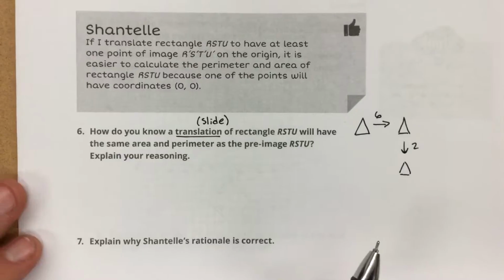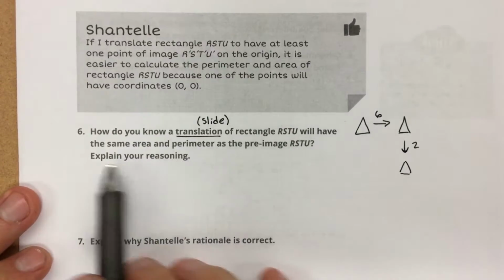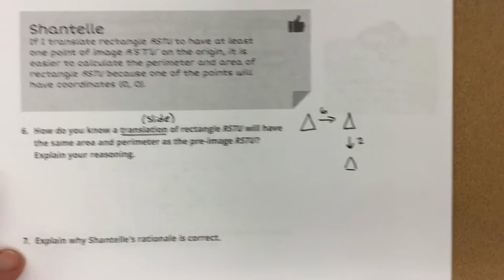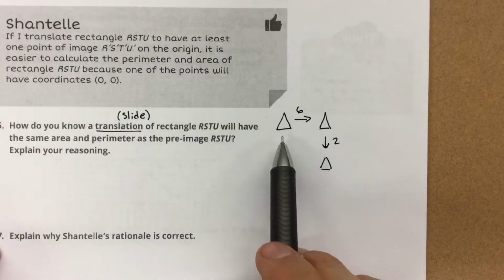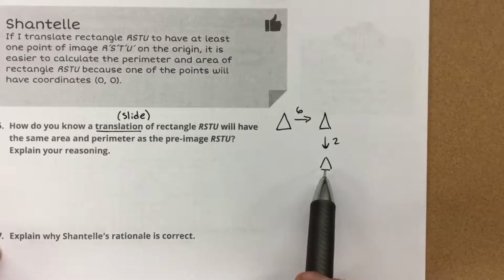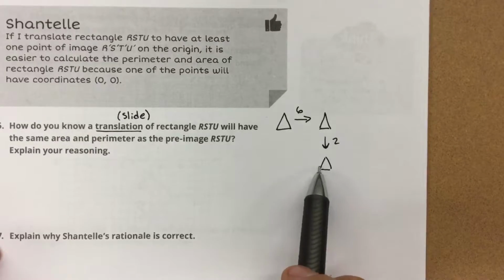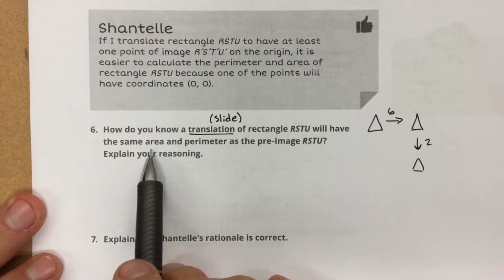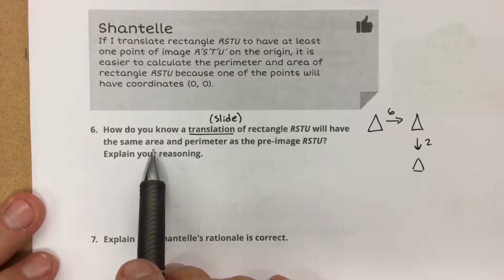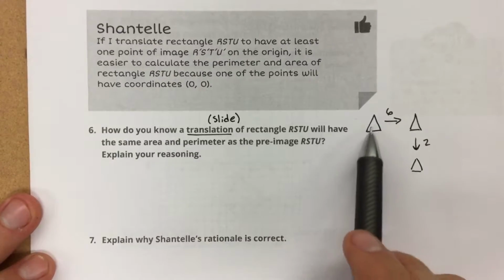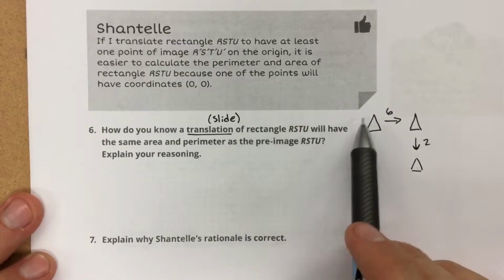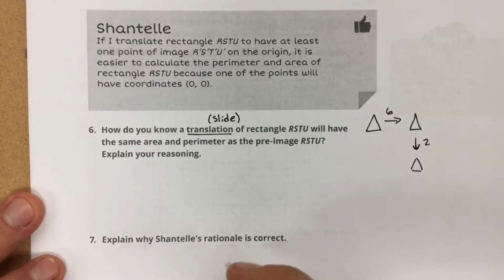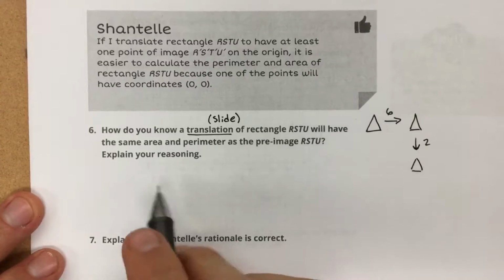So how do you know a translation of rectangle RSTU will have the same area and perimeter as the pre-image? Explain your reasoning. So one thing about translations, about these slides, is that we're moving the shape, but we're not changing the size of the shape. So area is based on the amount of space inside of a shape, right? The amount of space inside this, and perimeter is based on side lengths. So if I don't change the size of the shape, I'm not changing the area or the perimeter. And then explain your reasoning.